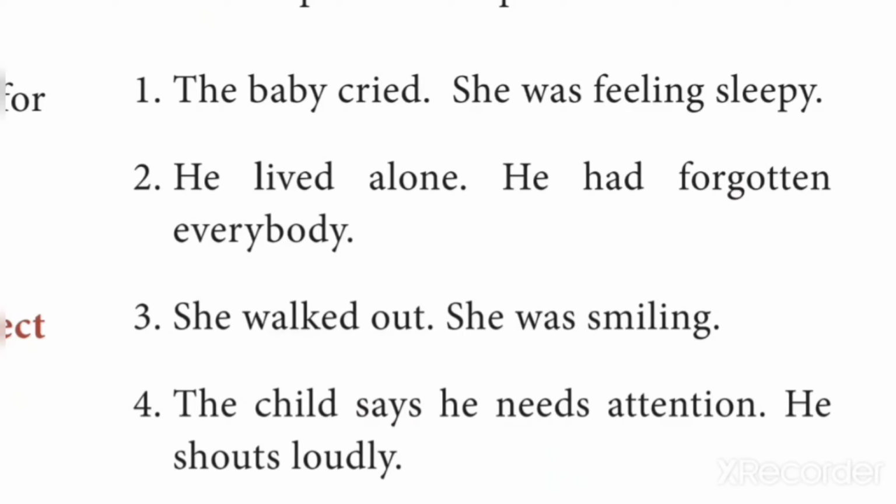So similarly we have to combine the sentences given here. Number 1, the baby cried, she was feeling sleepy. So we can combine it as feeling sleepy, the baby cried. Number 2, he lived alone, he had forgotten everybody. Living alone, he had forgotten everybody. Or you can also write, having forgotten everybody, he lived alone.